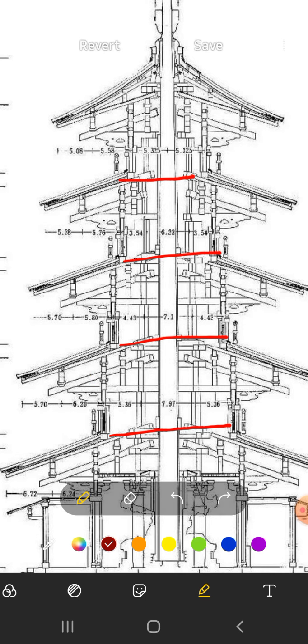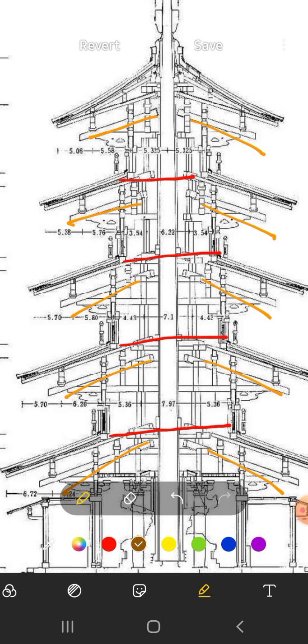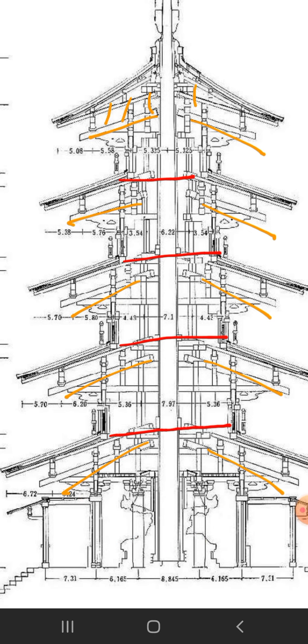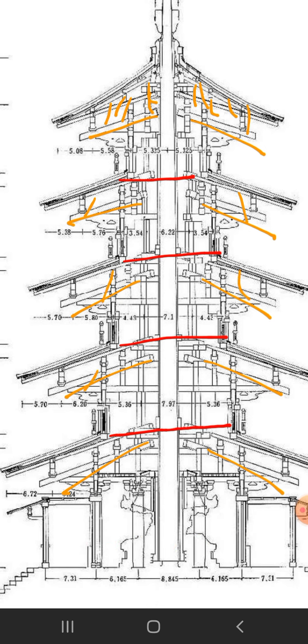Each floor here has its own truss, just like the previous Japanese castle. So I'm going to label the truss as orange. So these are the trusses, and because the crown of the pagoda has the biggest truss, I have to shade it out. And then some here, some there, some there, some there.